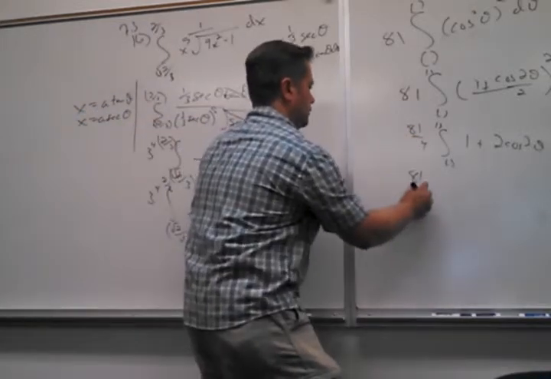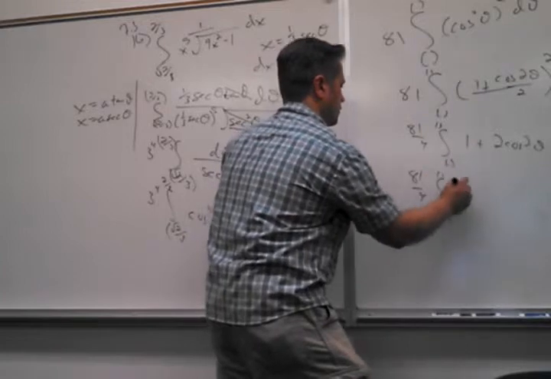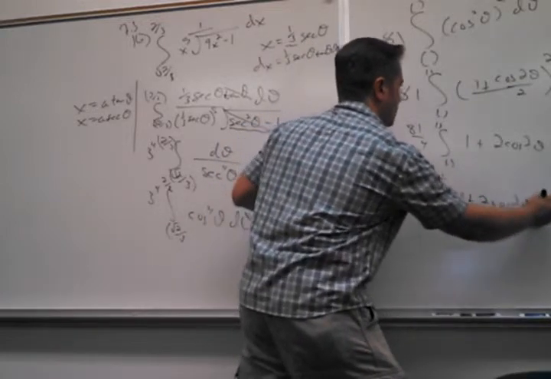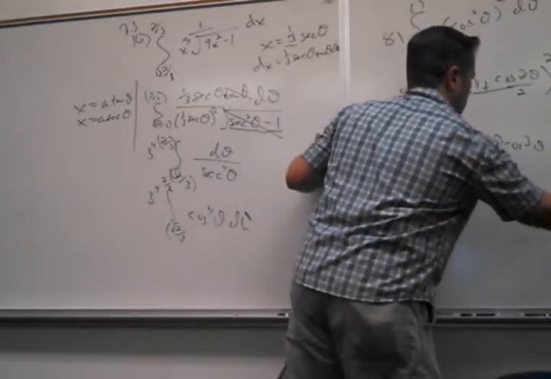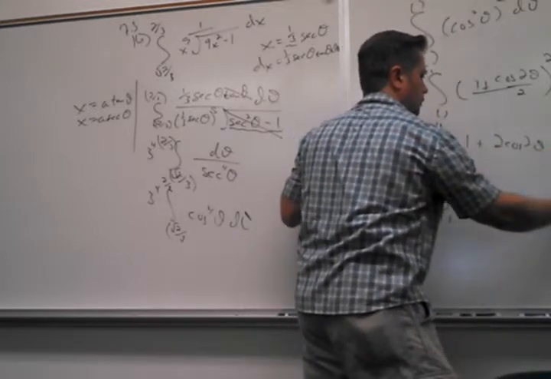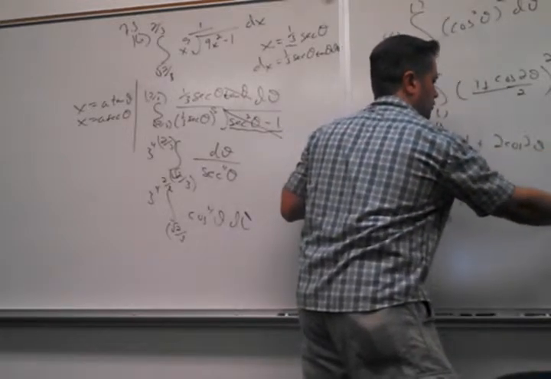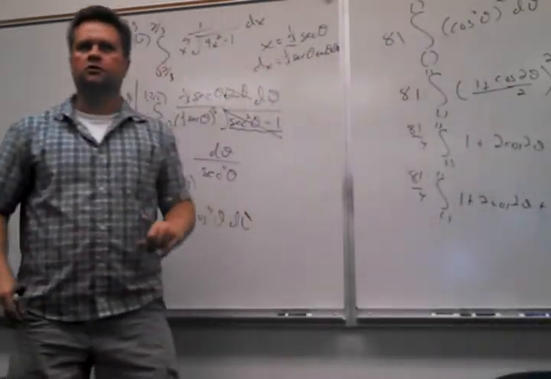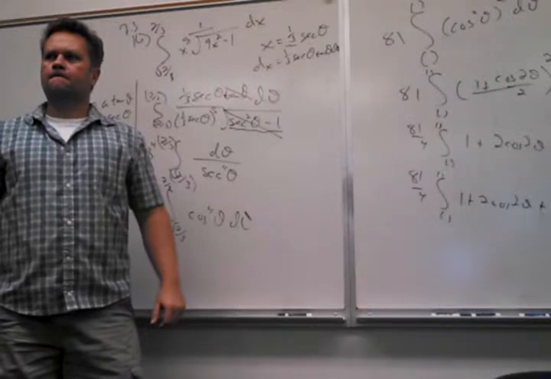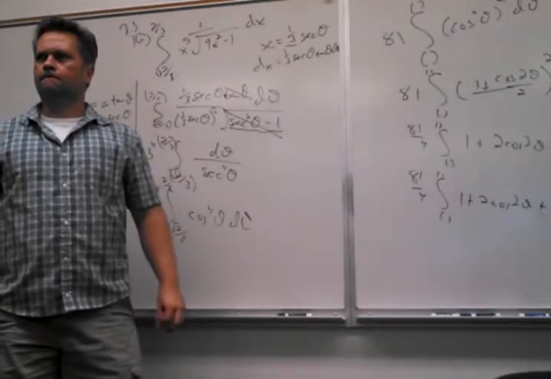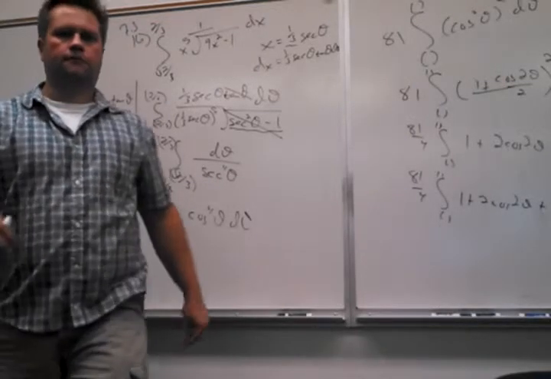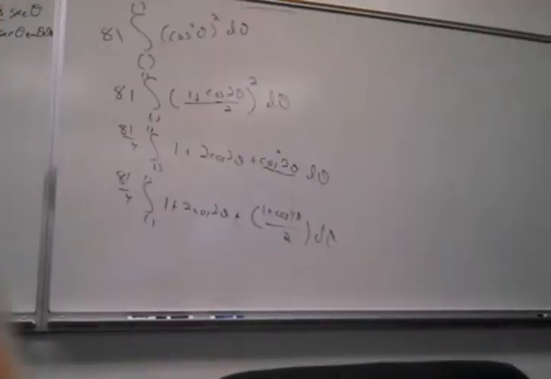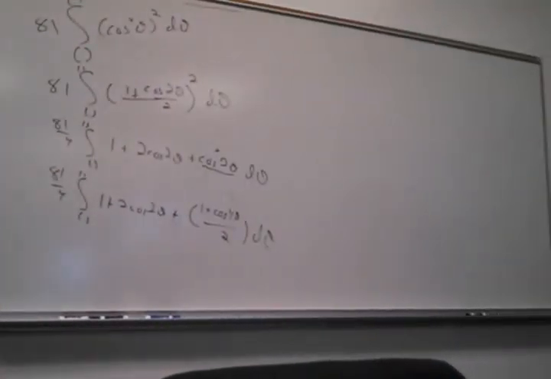So I can replace. I've got 1 plus 2 cosine 2 theta plus cosine squared 2 theta, which would be 1 plus cosine 4 theta. Good. Cosine 4 theta over its own 2. And now that should be relatively easy to integrate, believe it or not.